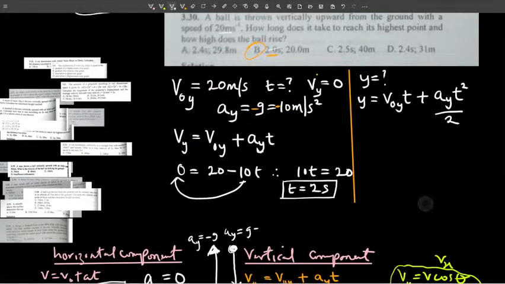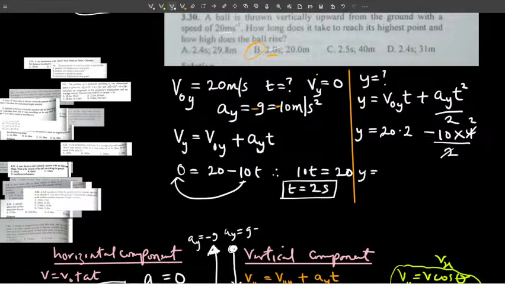So let's go. I'm looking for y. So y will be equal to, we're given v naught y. V naught y is 20. So 20 times, we're given t. Yes, t is 2. Then plus ay. What is the value for ay? Ay is minus 10. So this will give me minus here. So minus 10 times t is 2. So 2 square will give me 4 over 2. 2 can go here to give me 2.